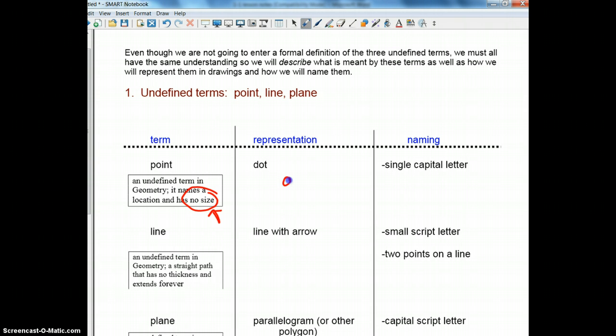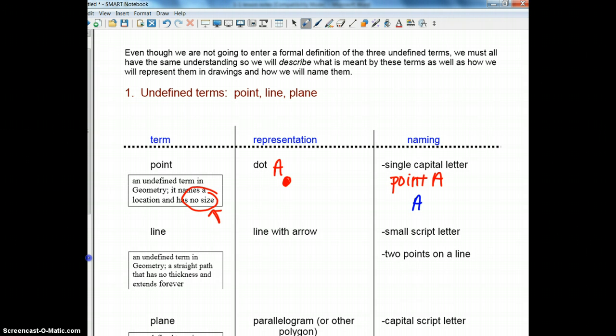So we will represent a point as a dot. We will name this using a capital letter. So I can name this point as point A. I can also just name it without using the word point and call it A by itself.